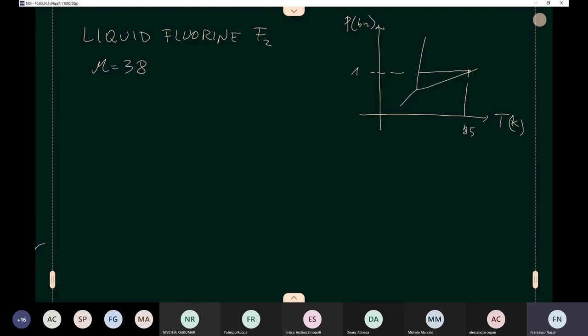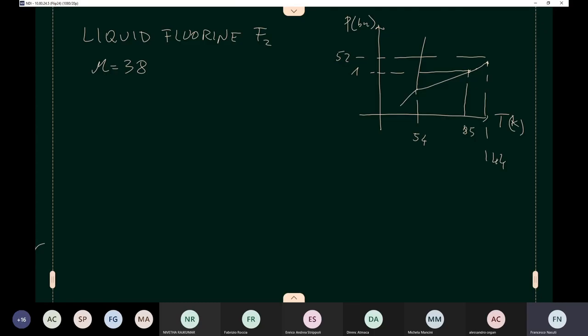And we have a critical point here at 144 Kelvin and the critical pressure of 52 bar, which is close to what we have for the oxygen, as well as the freezing temperature of about 54 Kelvin. What is different?